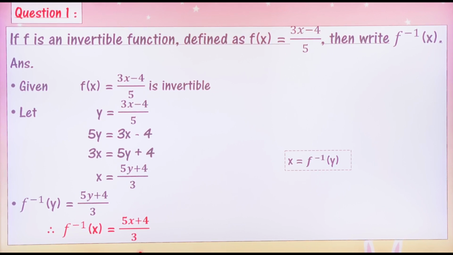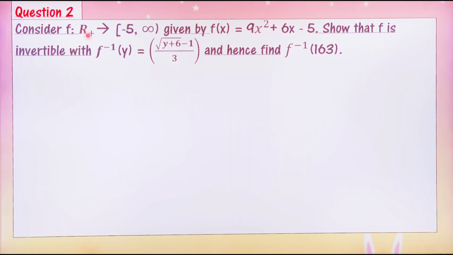See the next question. Consider f from R⁺ to [−5, ∞) given by f(x) = 9x² + 6x − 5. Show that f is invertible with f inverse of y equal to (√(y + 6) − 1)/3, and hence find f inverse of 163.